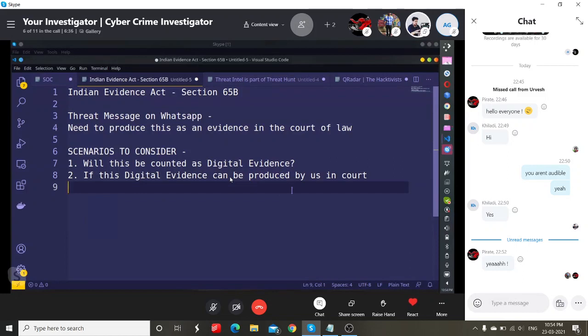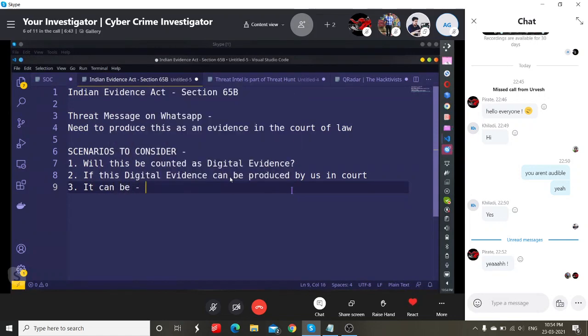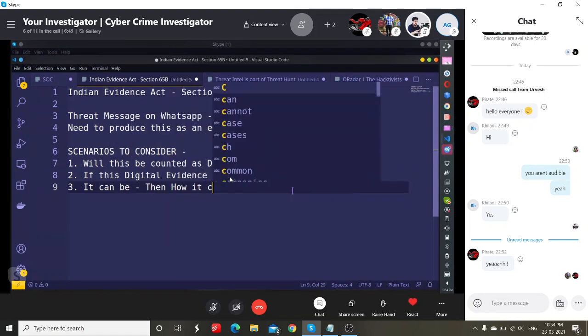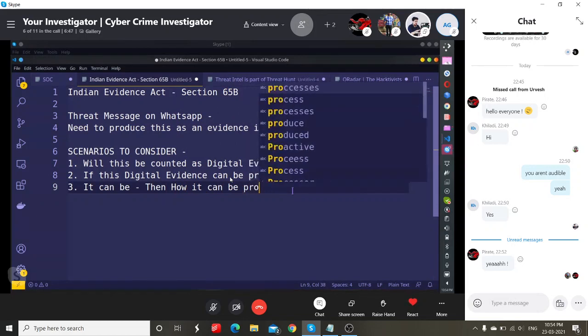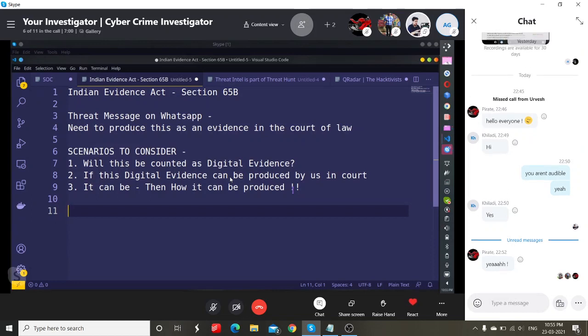First of all, will it be counted? Number two, can it be produced by us? And number three, if it can be, then how can it be produced? I hope this scenario is clear. See, you have to understand from the starting scenario, then only you'll be able to reach the conclusion. So be focused, be attentive a bit, and you'll be able to understand.